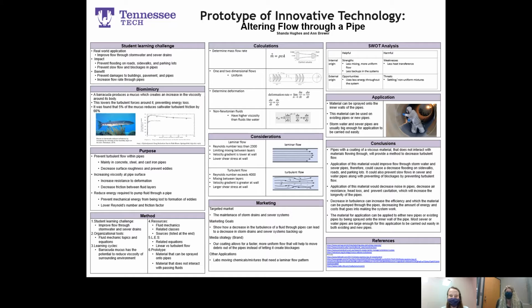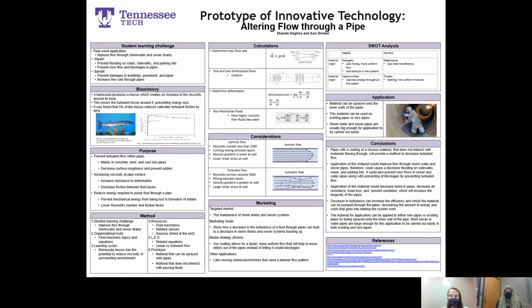The market we are trying to target is anyone involved in the maintenance of storm drains and sewer systems. Because of this, our goal is to show how a less turbulent flow through the pipes can lead to fewer issues in the future. We want our prototype to be thought of as a way to help keep the system clear of any issues. Eventually, our prototype may be used in other applications, such as in labs where a laminar flow is needed. We also did a SWOT analysis of our prototype.